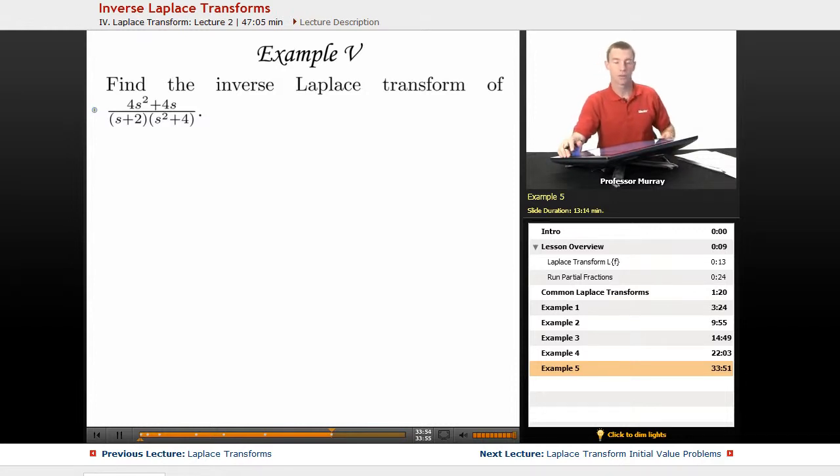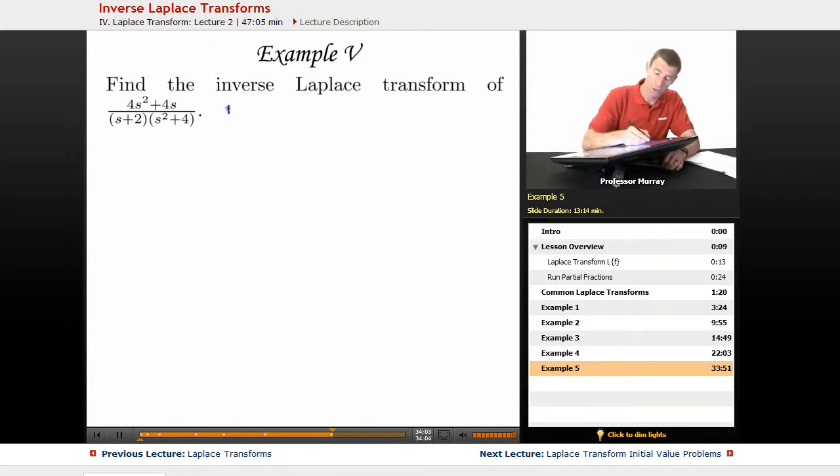We're going to find the inverse Laplace transform of (4s squared plus 4s) over (s plus 2) times (s squared plus 4). Once again, the first step here is partial fractions, so try to break this up into more manageable pieces.